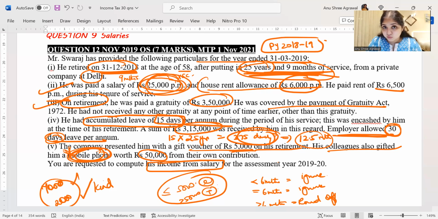It is within 50,000. In IFOS, when do we tax the gift? Only if the value is more than 50,000. So therefore, this is going to be exempt.